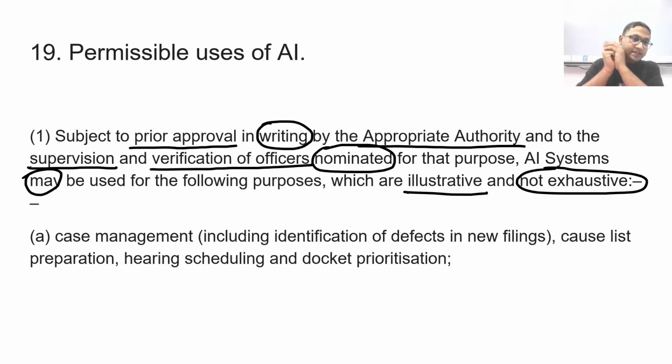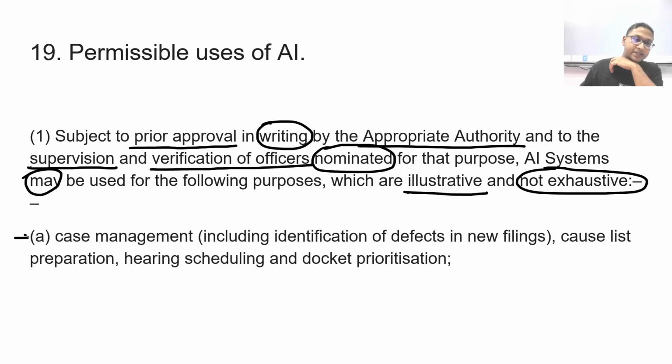Right? So let us first understand this. Subject to prior approval in writing of the appropriate authority and to the supervision and verification of officers nominated for that purpose, AI systems may be used for the following purposes. That means it's not an obligation. If anybody wants to use it, use it; else don't use it, and that should be totally fine.